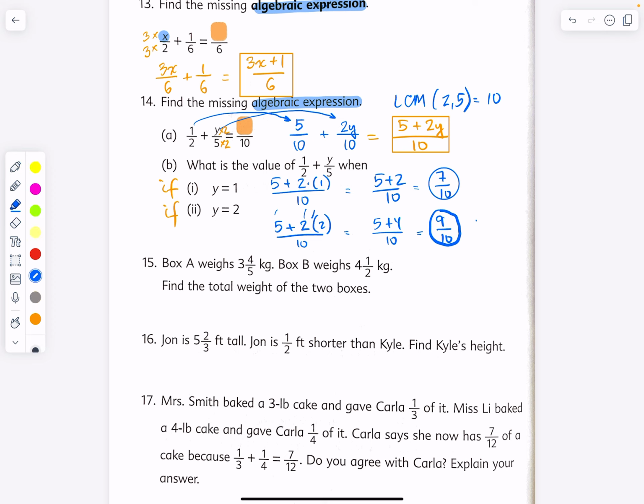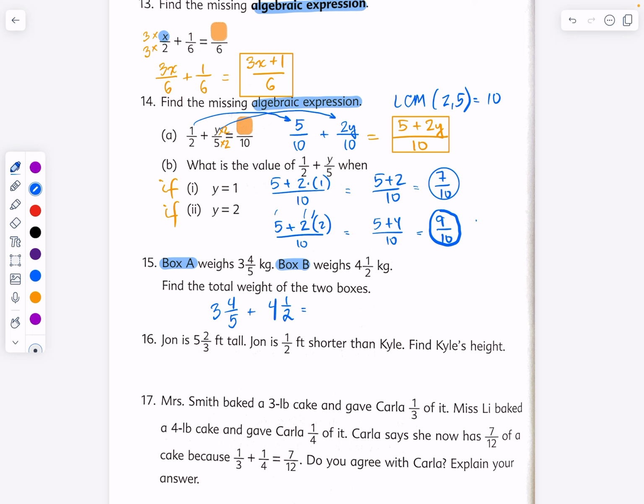Now I'm going to solve problem number 15 and let you solve the rest of them on your own. Box A weighs 3 4/5 of a kilogram. Box B weighs 4.5 kilograms. Find the total weight. I hope you remember that in order to find the total weight, we add up the two fractions. In this case, we're working with mixed numbers. So let's go. 3 4/5 plus 4 1/2.